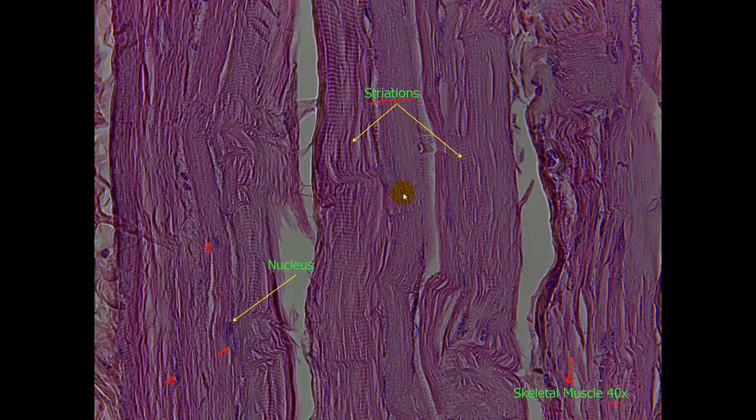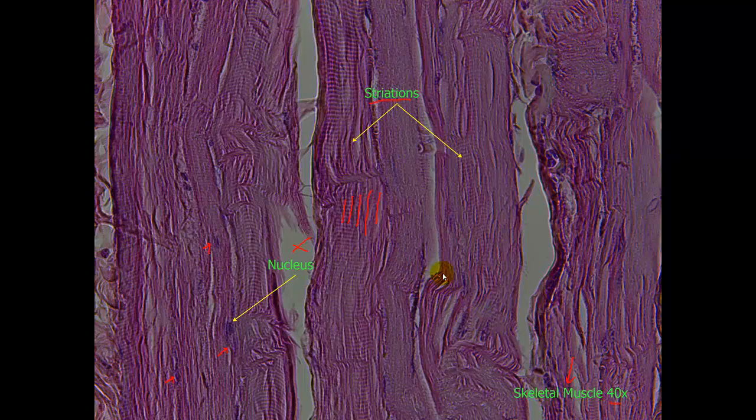Now keep in mind that skeletal muscle is not branching. These are actually torn here, that's why they appear that way, but they run in parallel fibers and unbranching. They are voluntary, and they do not have any gap junctions.